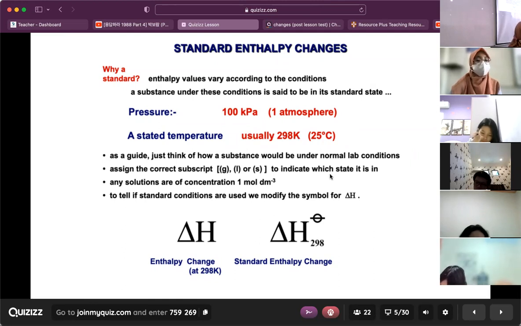And also if it's a solution, the concentration of the solution must be 1 mole per dm cube. Okay. So the standard condition means this: the pressure is 1 atmosphere, 25 degrees Celsius, and also if it is a solution, the concentration must be 1 mole per dm cube.